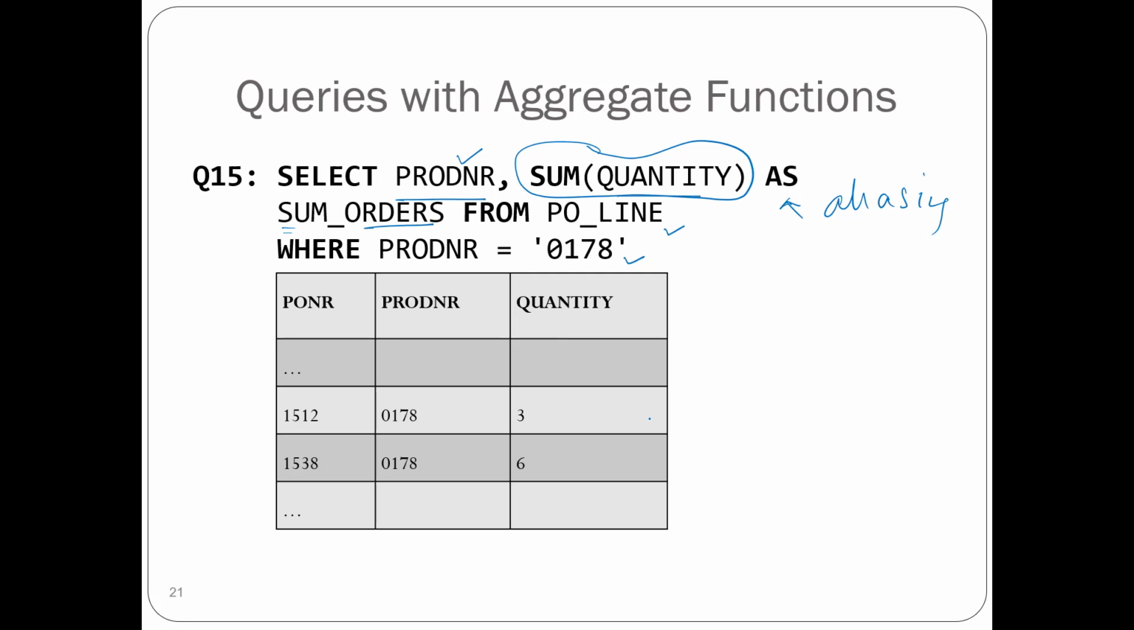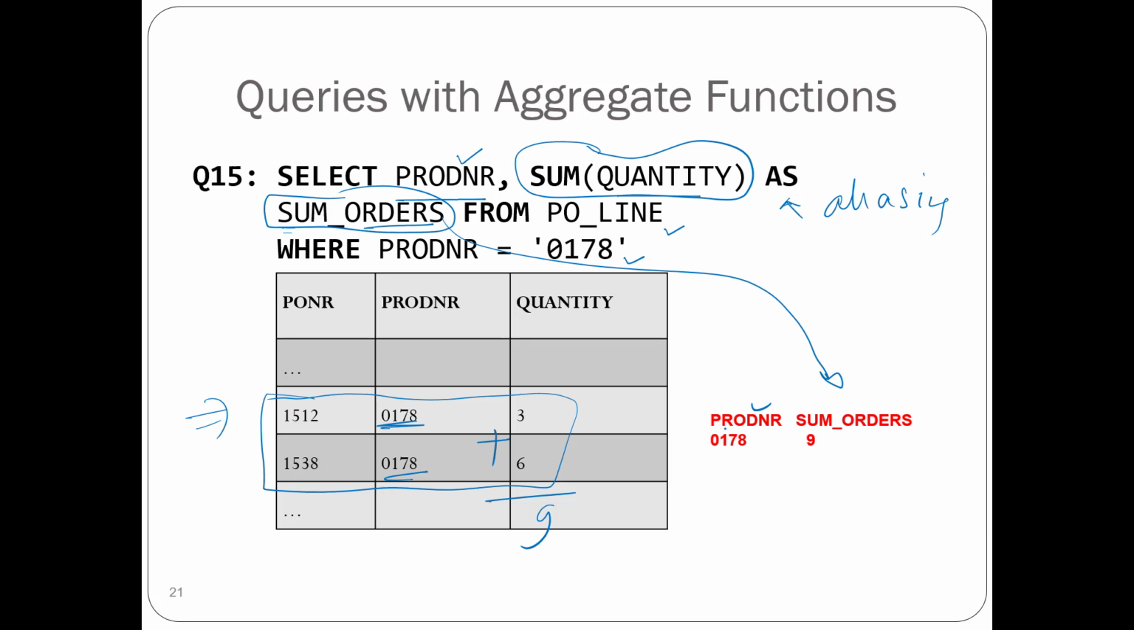Therefore, the result of this query would be, this is the PO line table. We are interested in these two rows only because they correspond to the product with product number 0178, right? So these will be added up. 6 plus 3 is 9, and that should be our result. Our result has the product number and the sum of the quantity, but this expression, when you're doing sum, should be given a name. The name is sum orders. That's the result. It's important that you should be able to use these functions. The question may not explicitly say that you have to use this aggregate function. You need to figure it out from the English query, so that's where you'll have to practice.